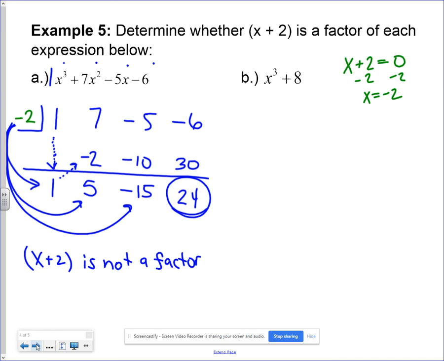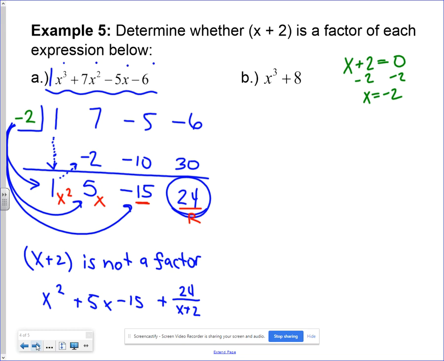Because when you take x plus 2 and divide it by this polynomial, what you end up with, remember, your answer is always 1 degree less. So if it's 1 degree less, this is a cubic. So this would be an x squared. This is your x term. This is your term that doesn't have an x. And then this is your remainder. So I would have ended up with 1x squared, or just x squared, plus 5x minus 15 plus 24 over x plus 2. That's how it factors. Well, it doesn't factor, but that's how it divides into.